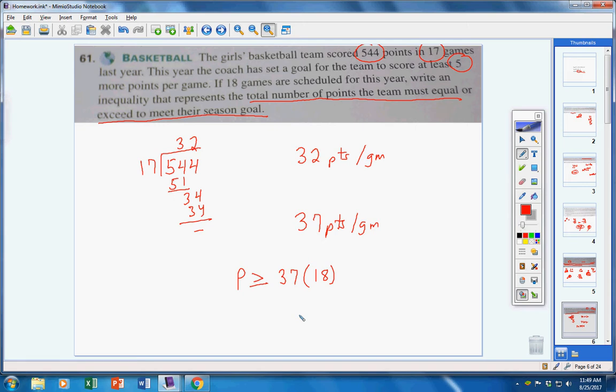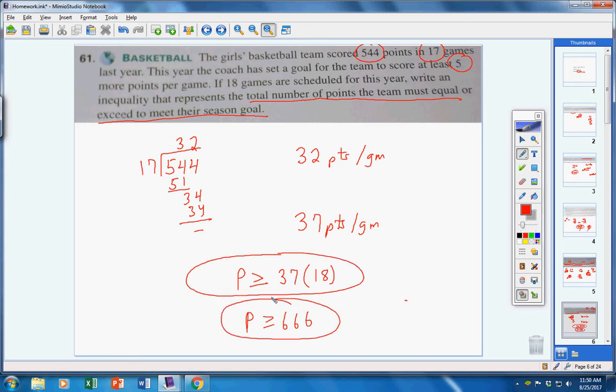I'm going to grab my calculator right now. If you want to take 37 and multiply that by 18, you will get 666. So you could also write this for your answer: P is greater than or equal to 666. Either one of these two is acceptable. Either one. You're just writing an inequality that expresses the situation.